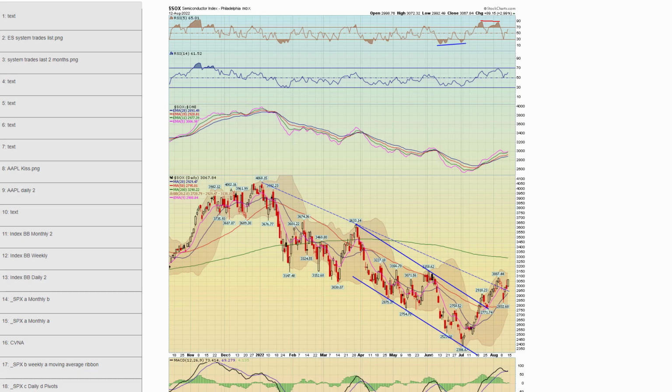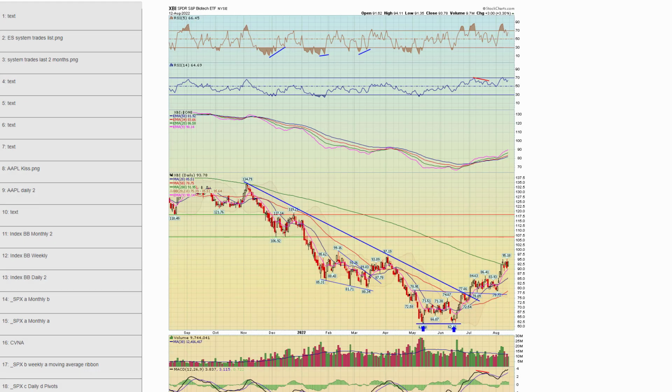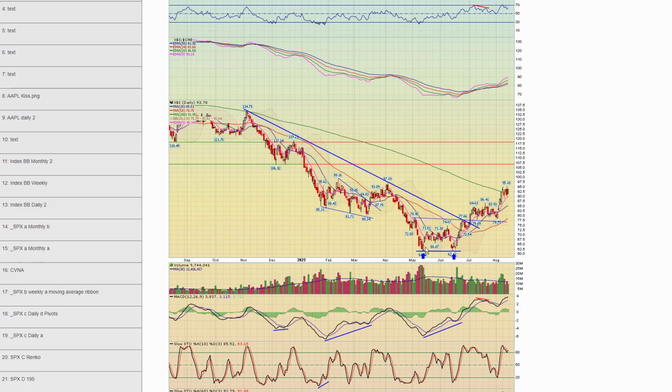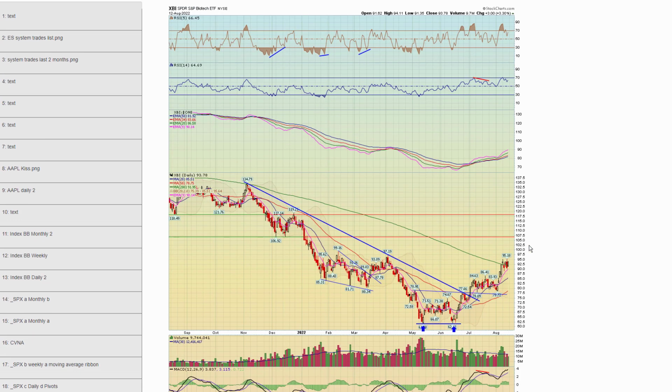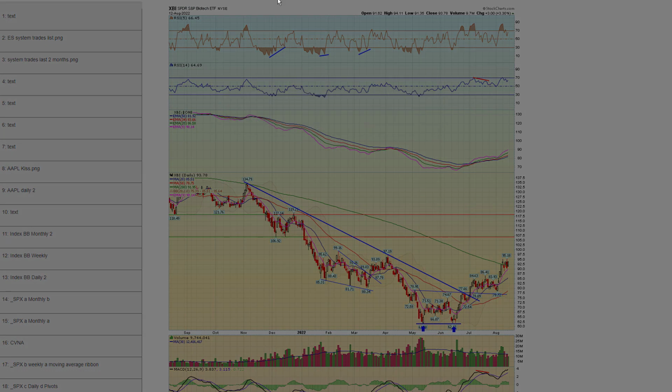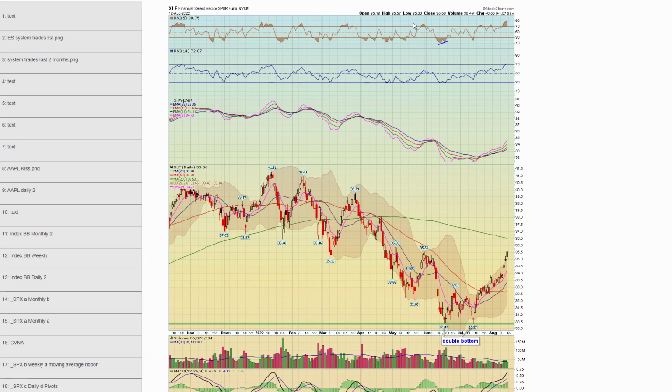Next. Chart 51, biotech. This was a pattern we pointed out as a double bottom opportunity back in June. And you had other opportunities to buy on these consolidations along the way. It's done well. Next. Chart 52, financials.